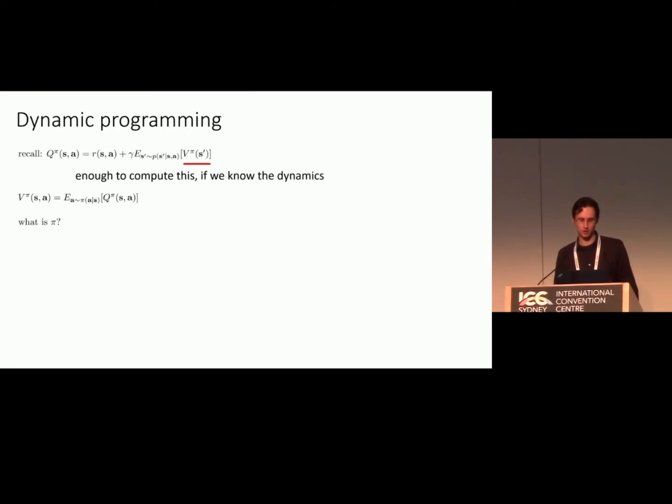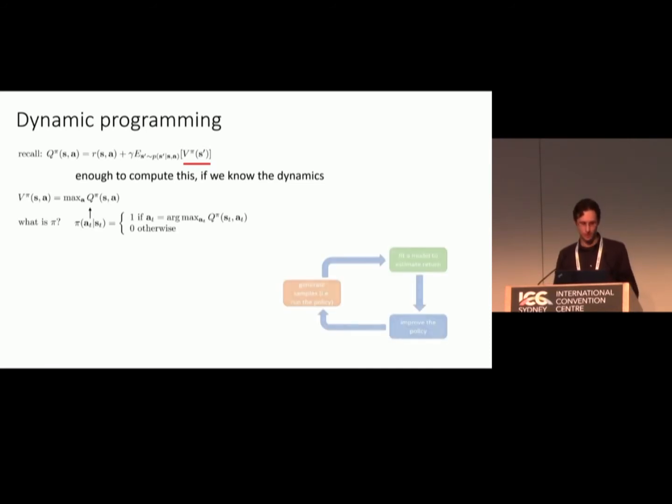It's the expectation under pi of the Q function. And what is pi? Well, pi is the thing that we had before. So it's 1 if A is the argmax and 0 otherwise. That means that the expectation under this very degenerate distribution is just the max with respect to the action of Q. So we'll fit the V as the max of Q, and that gets us the following algorithm.